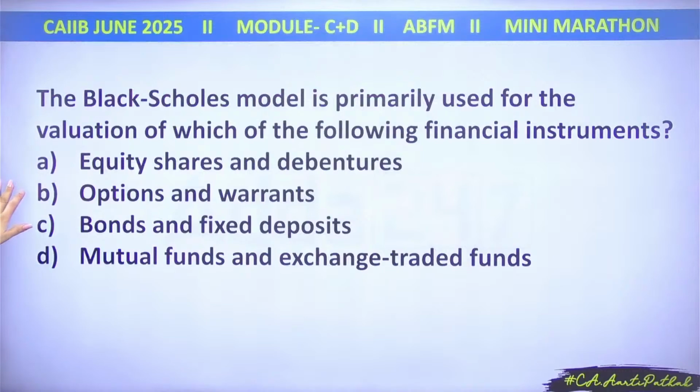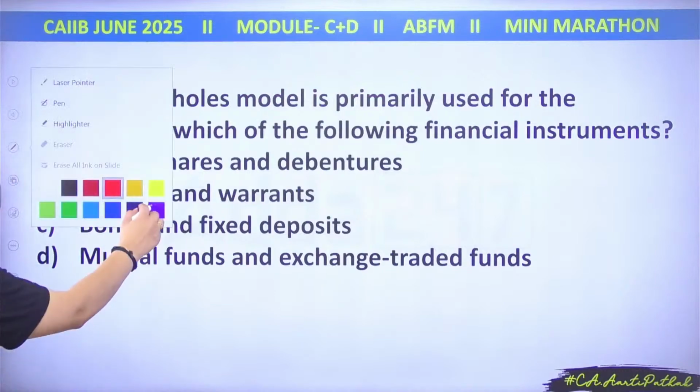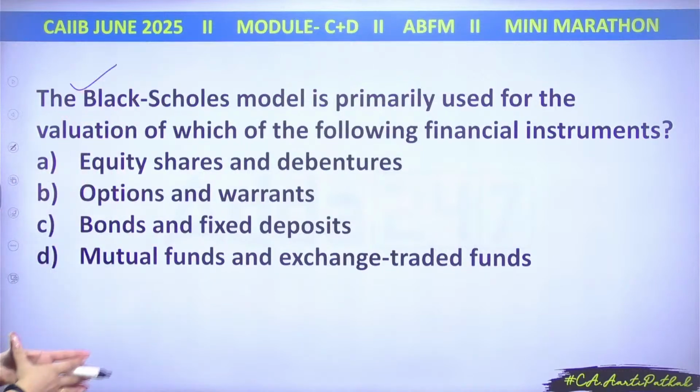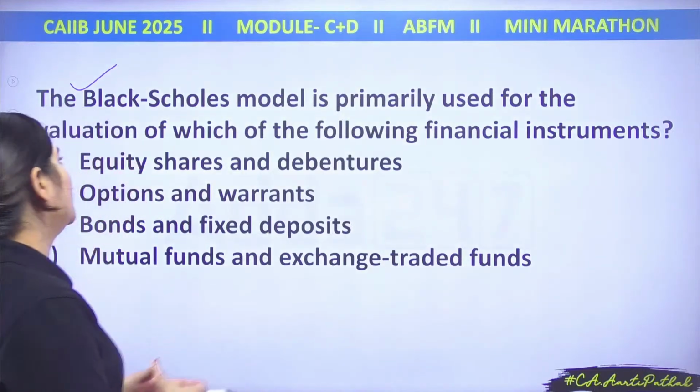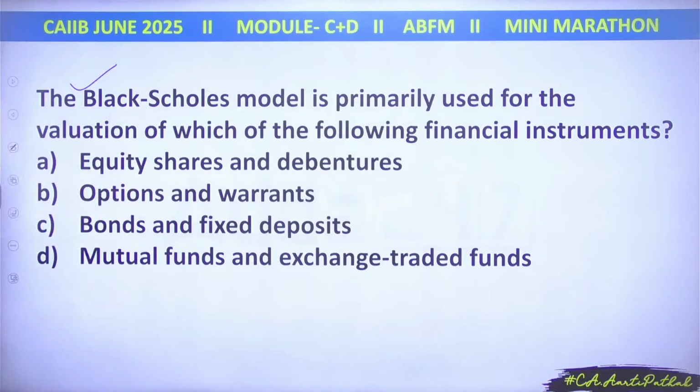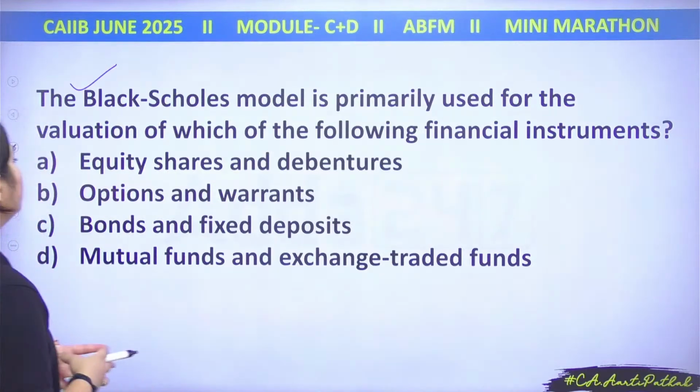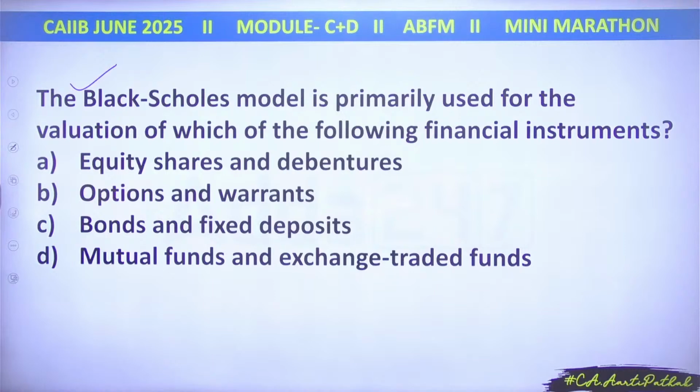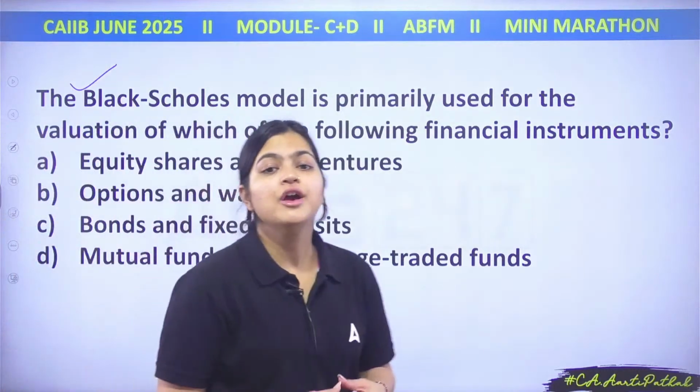So this is our first question. The Black-Scholes model is primarily used for the valuation of which of the following financial instruments? A. Equity shares and debentures. B. Options and warrants. C. Bonds and fixed deposits. D. Mutual funds and exchange-traded funds.